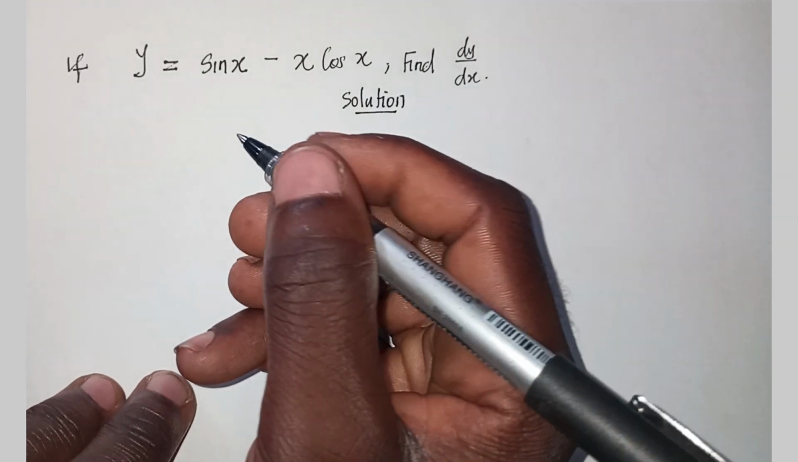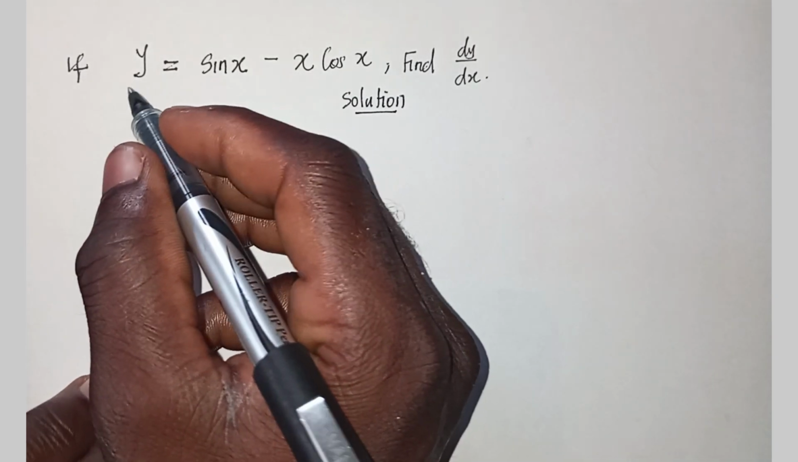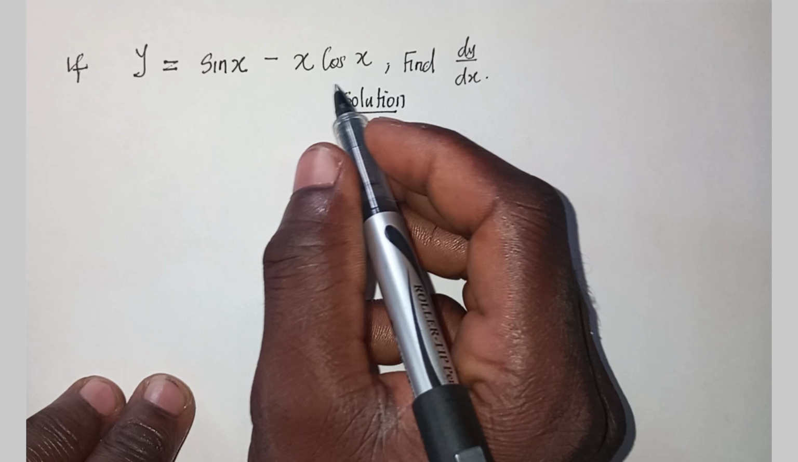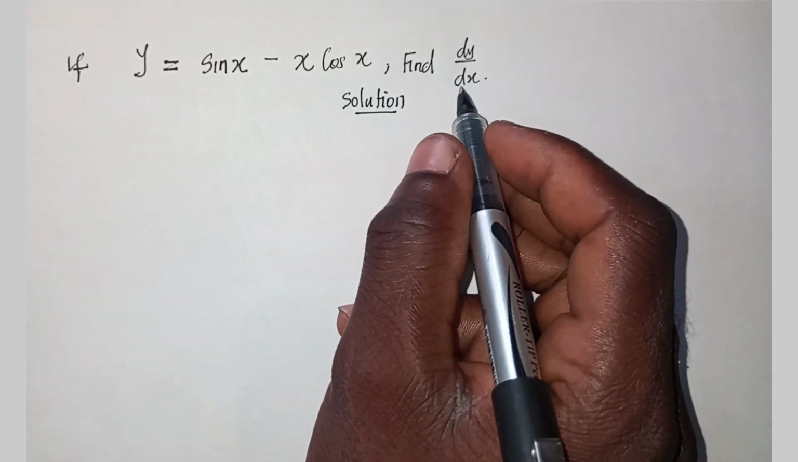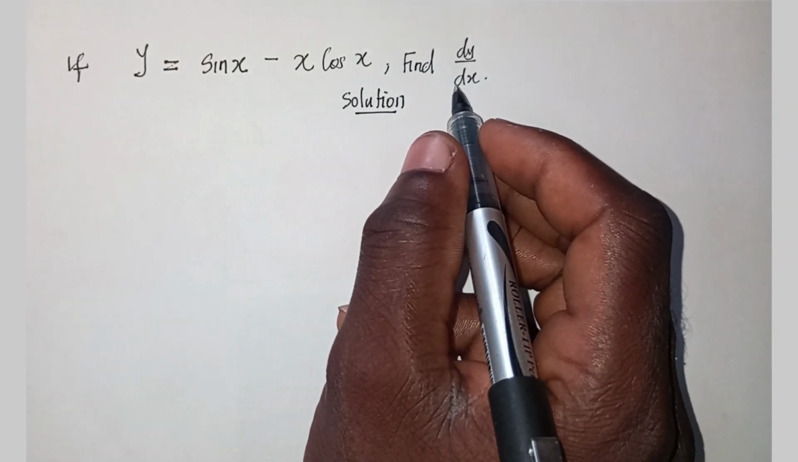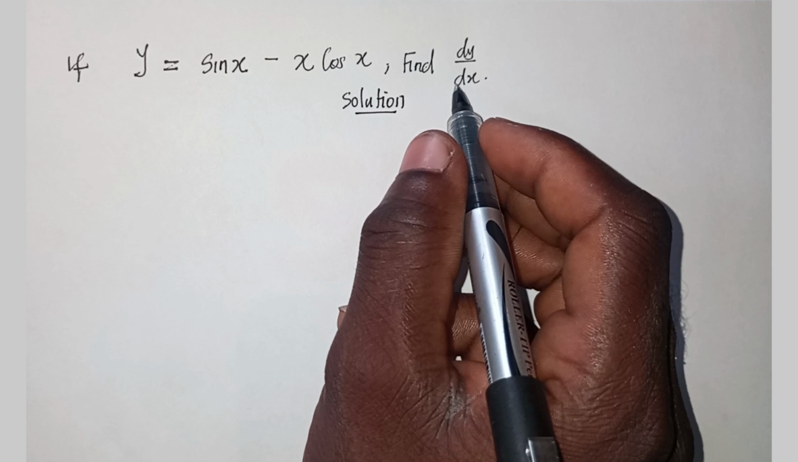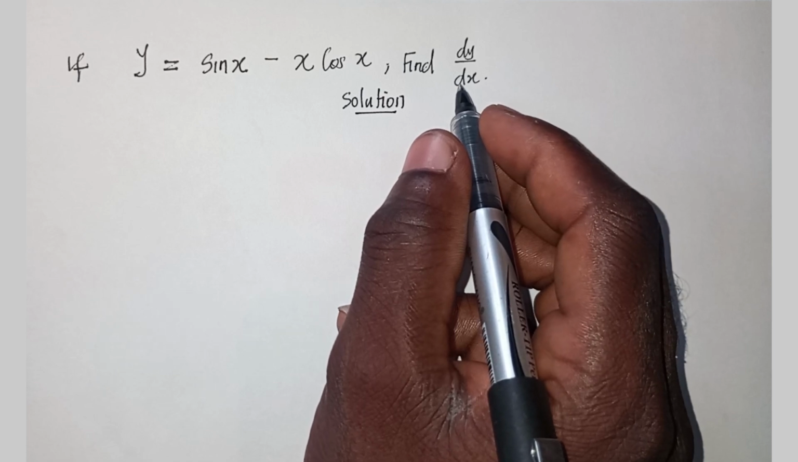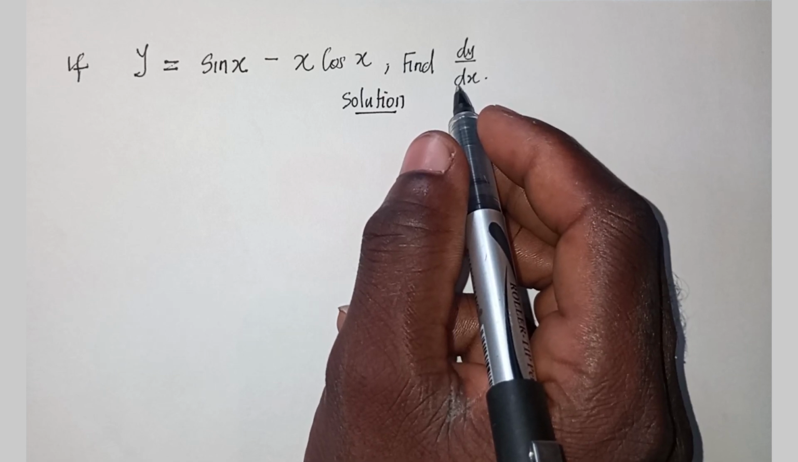So we have a question here. This is a question from differentiation. The question is: if y equals sin x minus x cos x, find dy/dx. That means we have to differentiate this. This is from a WAEC past question. The very first thing we have to do is to understand our question.